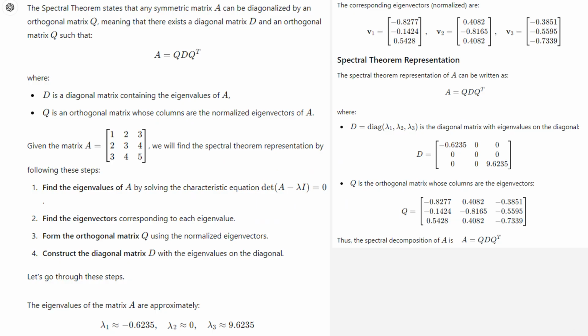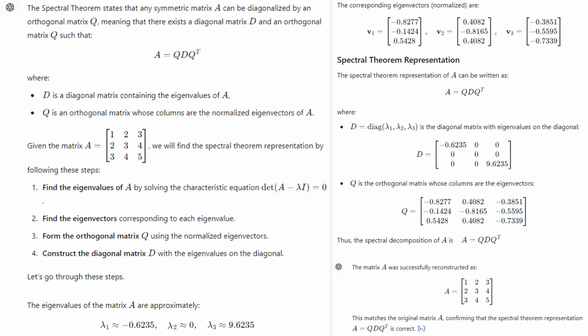So here is my result. There's my matrix A. It says for the spectral theorem, we'll find the eigenvalues, find the eigenvectors, form the orthogonal matrix Q, and construct the diagonal matrix D. So there are the 3 eigenvalues and the corresponding eigenvectors. And we take those 3 eigenvectors and we put them as the columns of Q, and we put the eigenvalues on the diagonal of D, and therefore we get A equals Q D Q transpose. And of course, we ask it to check and see that it actually got it right, and it did.